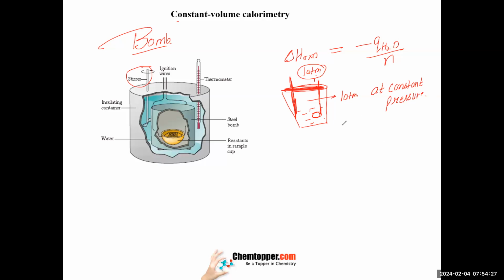You are calculating QP. QP is heat at constant pressure, right? So remember, the coffee cup is at constant pressure, but the bomb calorimeter is not at constant pressure.